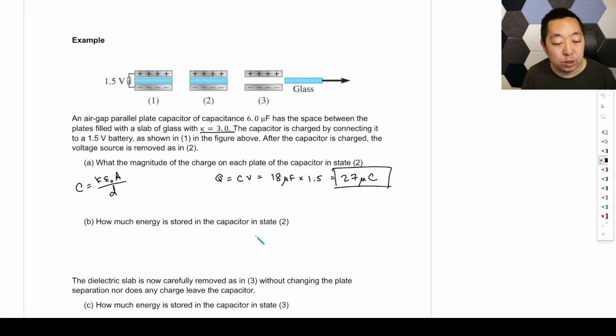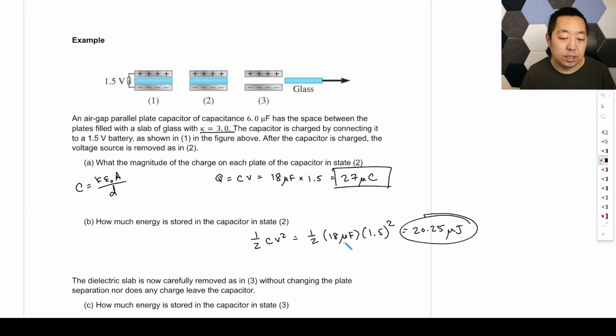How much energy is stored? 1/2 CV squared is 1/2 times the capacitance times the voltage squared. I'm going to have to use a calculator for this. 0.5 times 18 times 1.5 squared is going to be 20.25 microjoules, because it's times 10 to the negative 6 in there.